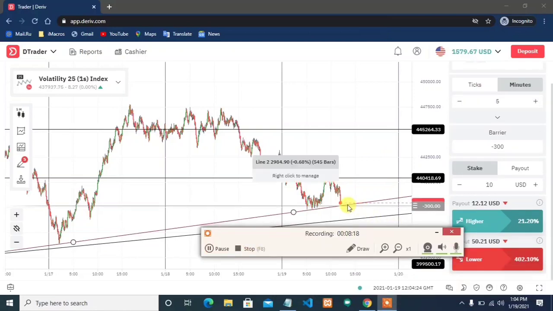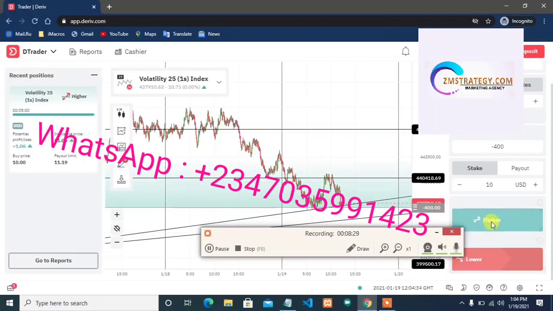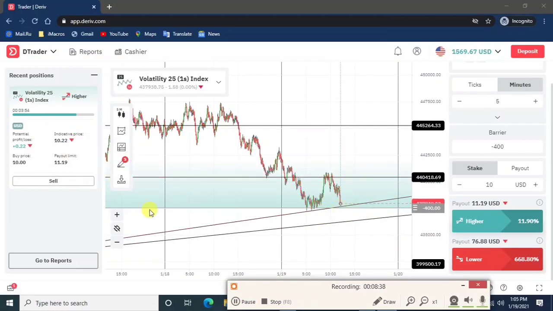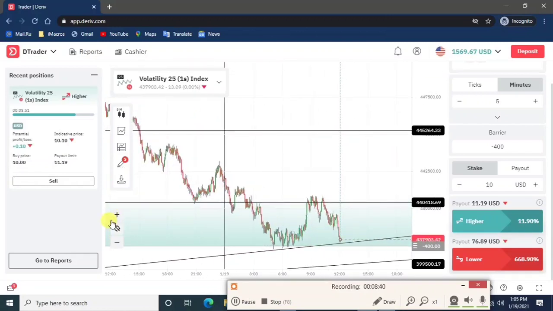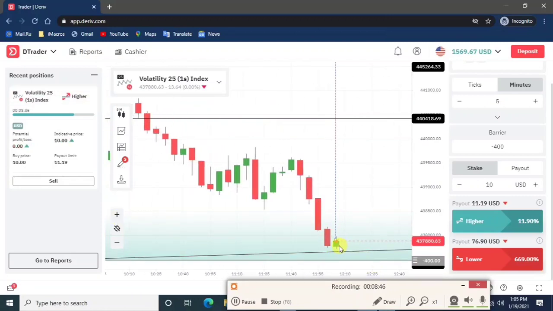Okay, you can see that it has gotten to this line and we are noticing a reverse. I'm doing this trading on higher and lower using barriers. So I'm going to be taking a trade here. You can see that the trade is going on. Let me zoom this for you guys to understand what is actually going on. You can see that when the market got to here, there was a reverse. So that is why I took a buy trade, because when I get to the trend line that we drew, I notice a reverse here.